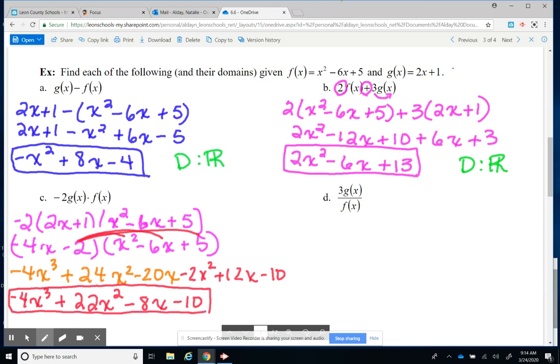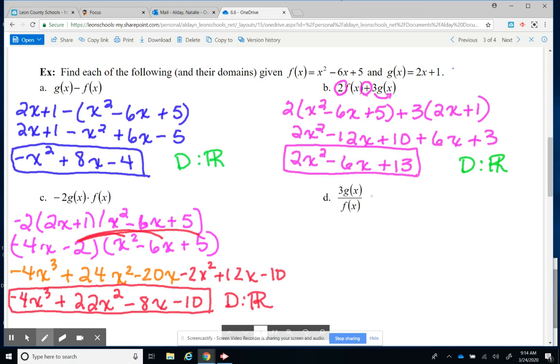The domain is going to be all real numbers because this was just a multiplication problem. Remember, it's going to be different when we do a division problem. I'm going to give you a minute, make sure you have that written down. All right, let's move to D. This is division. This means our domain will be different.